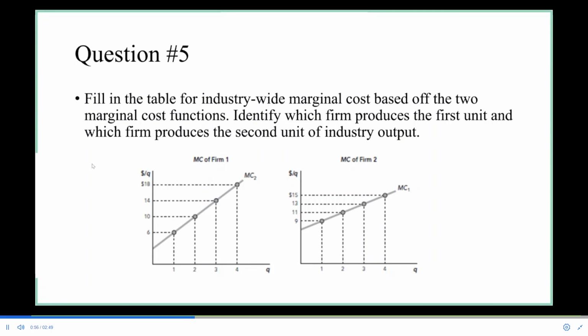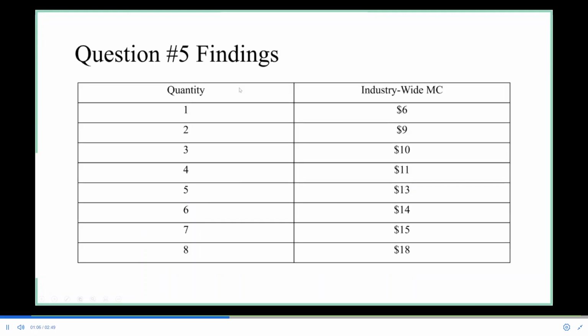So we can see here that there's a function of marginal cost for firm number 1, and another marginal cost function for firm number 2. So let's make a graph out of it. We can see this table that says that at a quantity of 1, the industry-wide marginal cost will be $6, and at a quantity of 8, the industry-wide marginal cost will be $18.